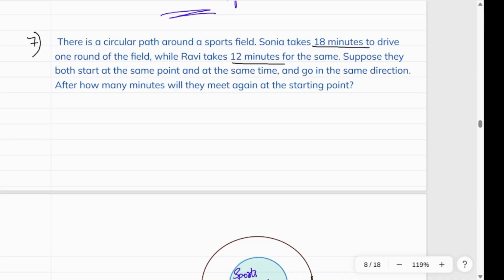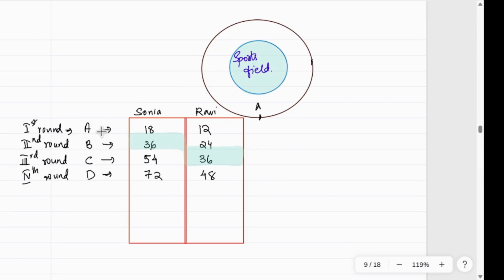Now look, in the first round, Sonia will reach the starting point in 18 minutes. To complete her second round, she will take a total of 36 minutes, including the first and the second round. When she completes her third round, the time taken will be 54 minutes. And in the fourth round, she will take 72 minutes. And Ravi, if he wants to complete one round, he needs 12 minutes. So he will complete his first round in 12 minutes. He will finish his second round and reach position A in his 24th minute. The third round, C, will be completed at the 36th minute. And the fourth round, D, will be at the 48th minute.